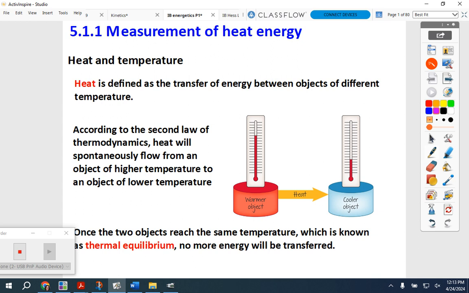Now, that's not to say there's not any more heat. There's still movement between particles within the objects, because we know that some of them are moving faster than others, and as they collide, they transfer some of that energy. So there's a whole bunch of things going on within the substance. But when we're measuring the transfer of heat, we're talking about going from a warmer object or system to a colder one.